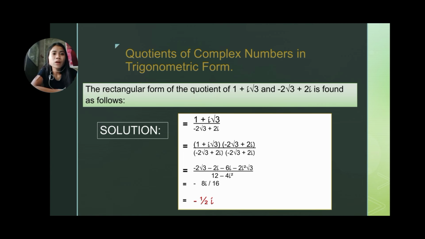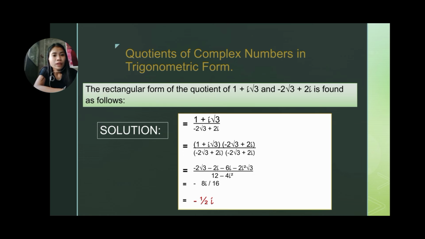So, quotients of complex numbers in trigonometric form. The rectangular form of the quotient of 1 plus i square root of 3 and negative 2 square root of 3 plus 2i is found as follows. So the solution is 1 plus i square root of 3 divided by negative 2 square root of 3 plus 2i. Therefore, we need to multiply both numerator and denominator by the conjugate of the denominator.